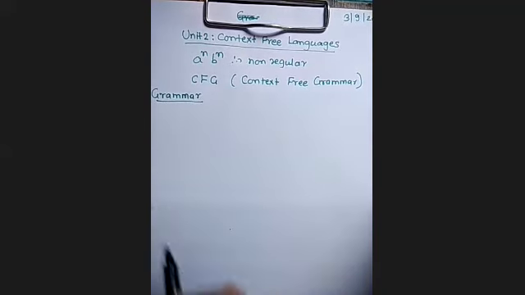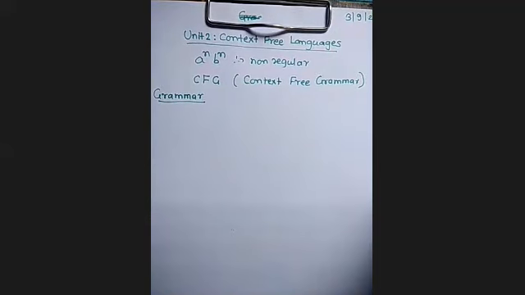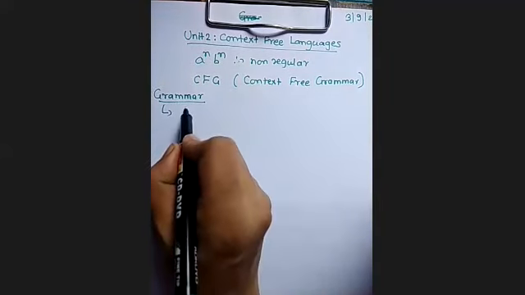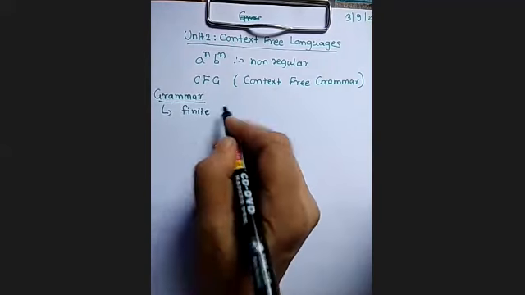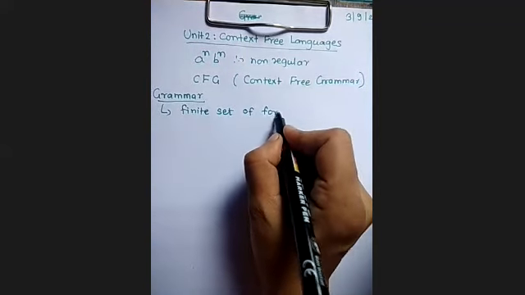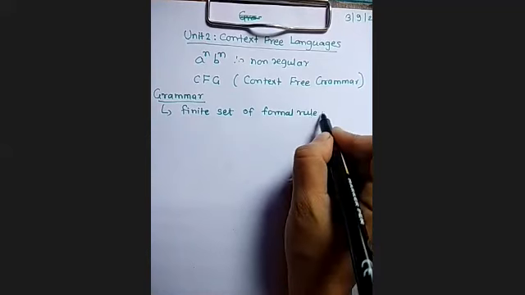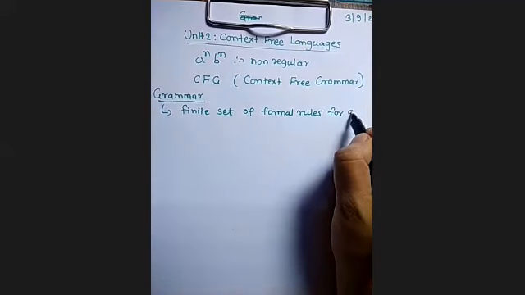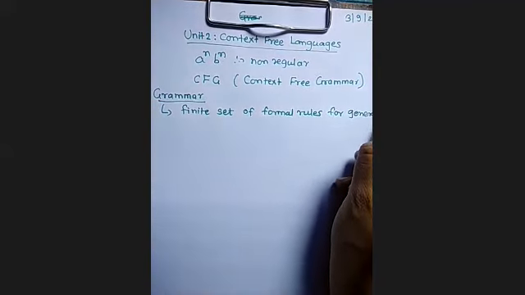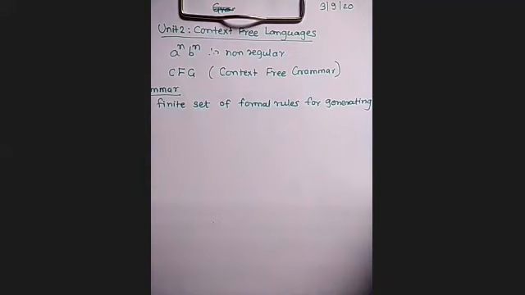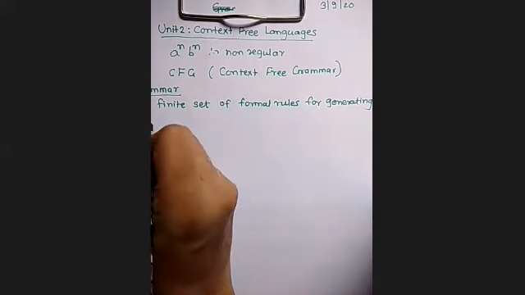First we'll consider the grammar. What is meant by it? How to write the rules for the grammar. So grammar is a finite set of formal rules. You can note it down. Grammar is a finite set of formal rules for generating syntactically correct sentences.